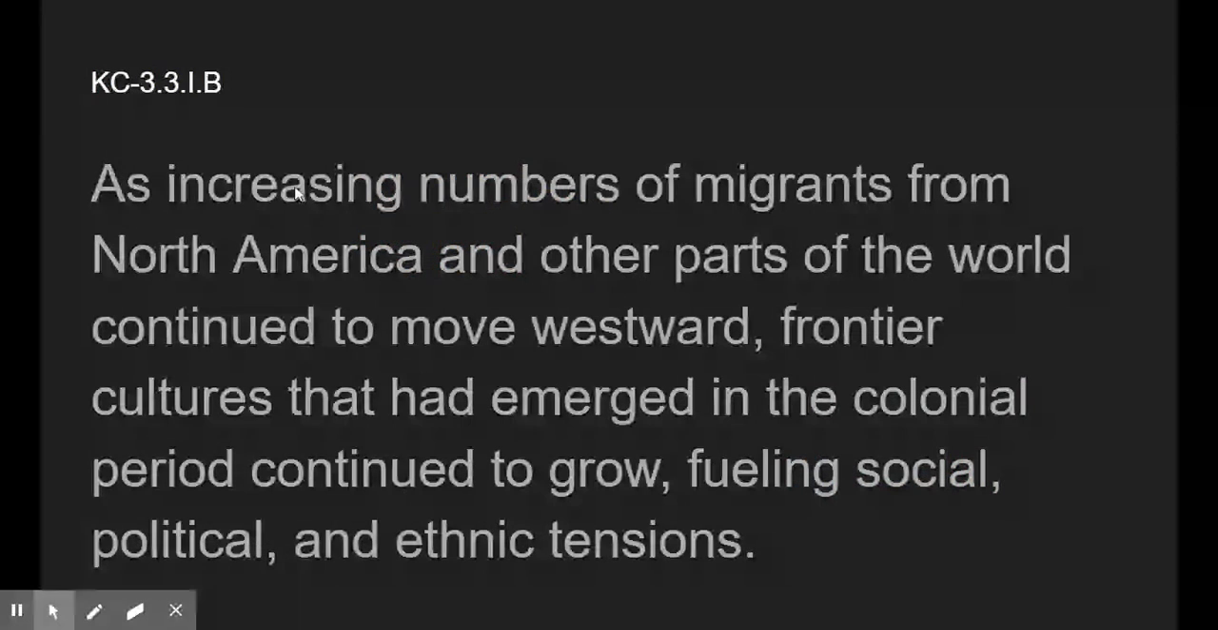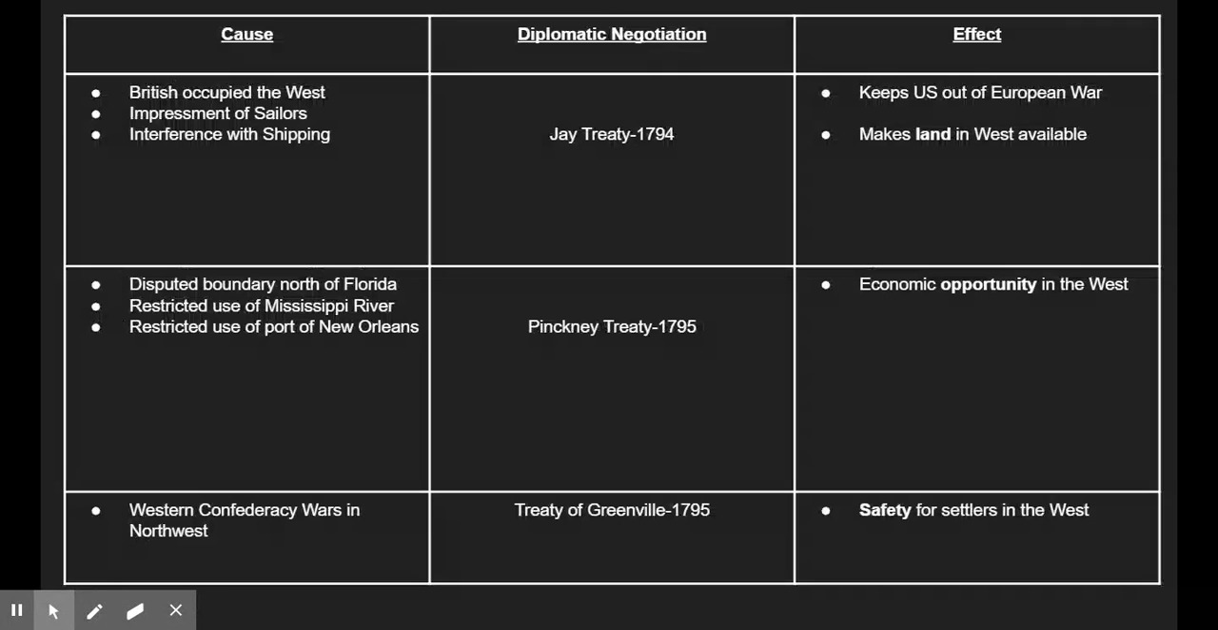Now, as increasing numbers of migrants from North America and other parts of the world continue to move westward, frontier cultures that had emerged in the colonial period continue to grow, fueling social, political, and ethnic tensions. So some of those treaties that we had mentioned in our previous work, 3.10, are outlined here. We're going to dive a little bit more deeply into those.